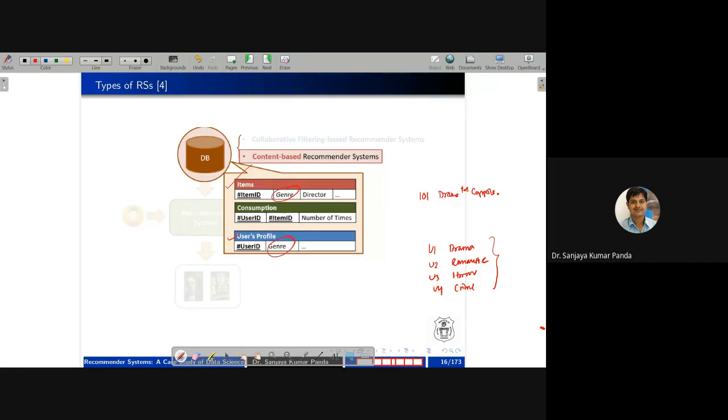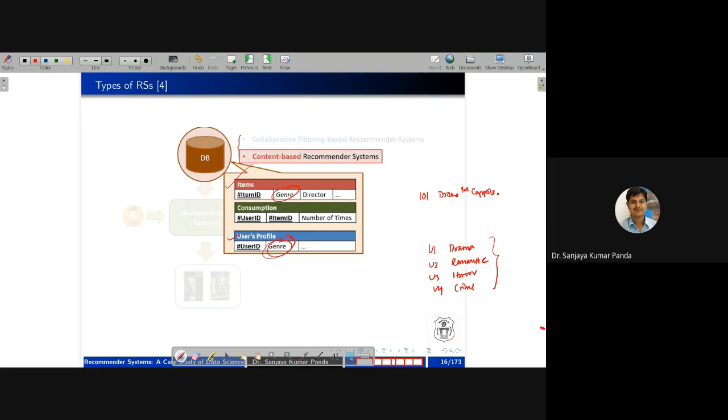So if you can compare these two, you can easily say what the items available in that particular type are. And if a user is interested in that particular type, then you can suggest that particular item to the user. Okay.